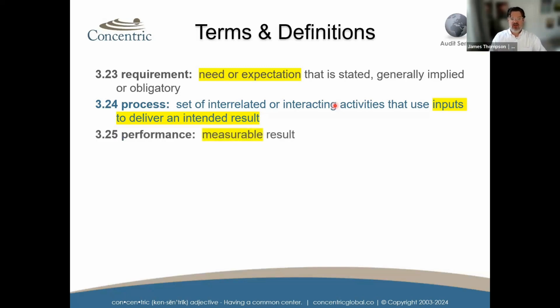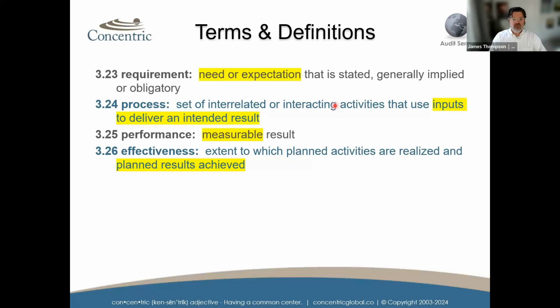Performance would be measurable results. Effectiveness is the extent to which planned activities are realized and planned results are achieved. So it's one thing to go through the motions and follow a procedure or follow an instruction or work document, checklist, whatever, but have the planned results been achieved? Have you achieved that desired result? If so, then that work activity was effective. If not, there's a degree of ineffective work there.